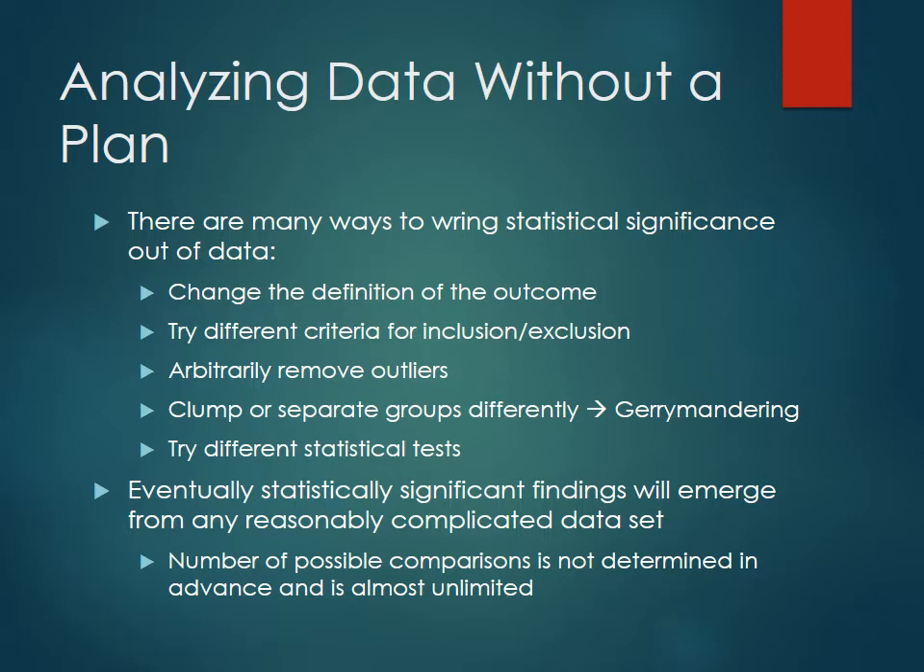A good example of this would be gerrymandering, which is pretty germane to the election that will be going on here pretty soon. And then also just trying out different statistical tests until you find the one that actually massages the data into something that looks good to you. And again, eventually, if you keep testing, something will emerge as statistically significant from any kind of reasonably complicated data set. So, as you increase that number of comparisons to nearly infinite, you're going to find something that works, something that achieves statistical significance. So this is something we definitely want to avoid whenever you're doing research, and this is something you should be wary of whenever you're reading research of other people.